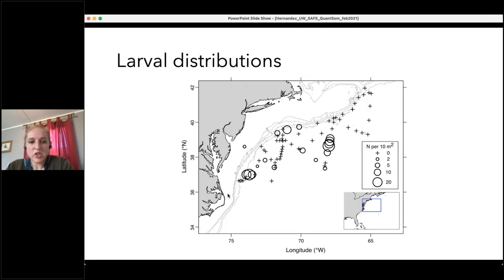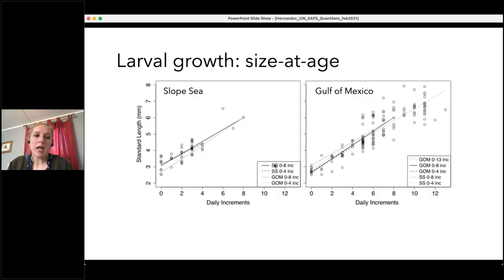Okay, larval distributions. So we caught larvae across a pretty wide area in the slope sea. We have kind of a cluster of positive stations up here south of Georges Bank and over here to the northeast of Cape Hatteras. And I'm not going to go into a ton of details, but I looked at this data through a couple different angles and tried to compare it with what we see in the Gulf of Mexico and the Mediterranean Sea to ask, are these larval distributions consistent with categorizing this area as a spawning ground? And they are, and I'm happy to talk more about those details later. But what I really want to focus on is the larval growth work.